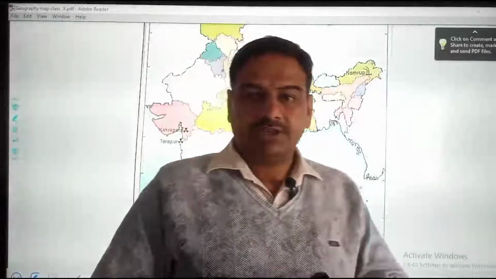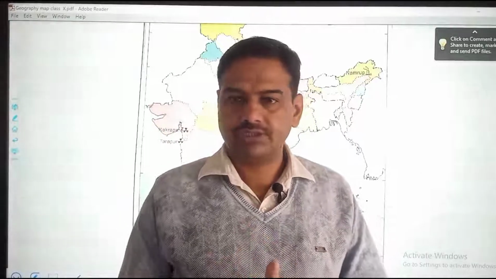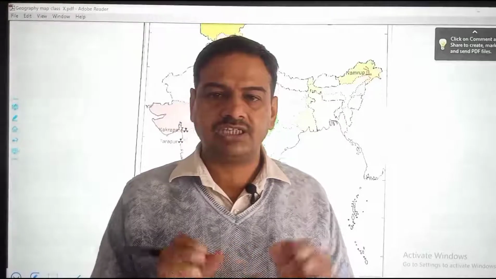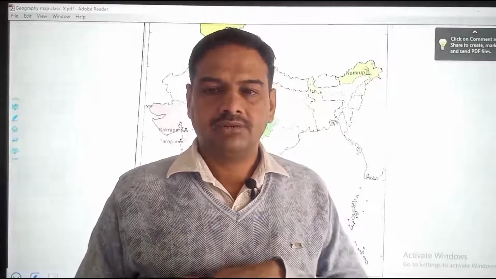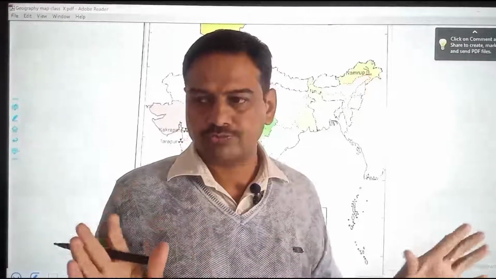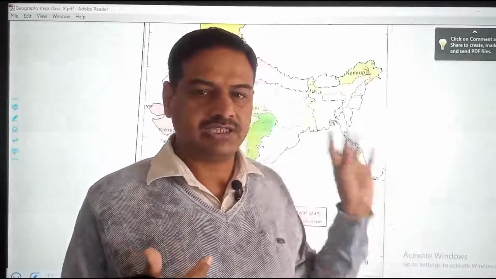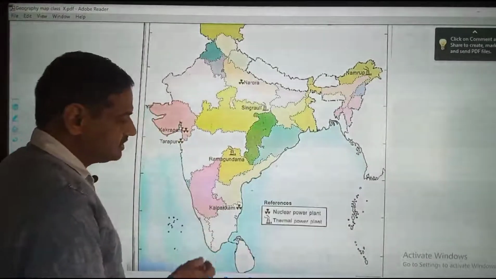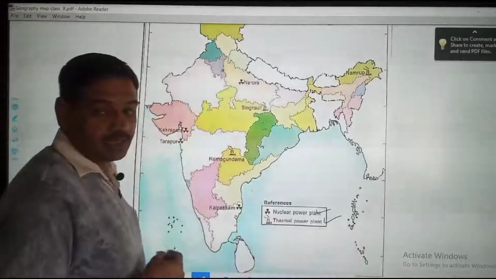Now coming to chapter 5, that is minerals and energy resources. The minerals and energy resources chapter is not in your syllabus. It has been deleted from the CBSE syllabus this year, but the map questions will be asked from this chapter also. So the prescribed map from the CBSE is what we are discussing over here. First of all, we will discuss the nuclear power plants and the thermal power plants.